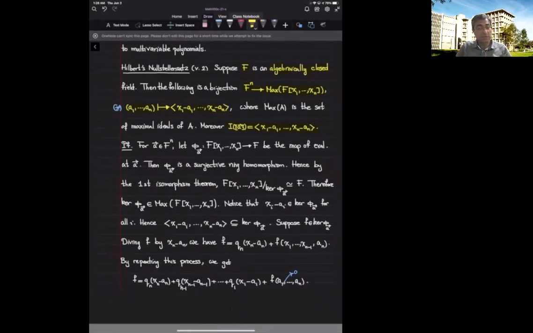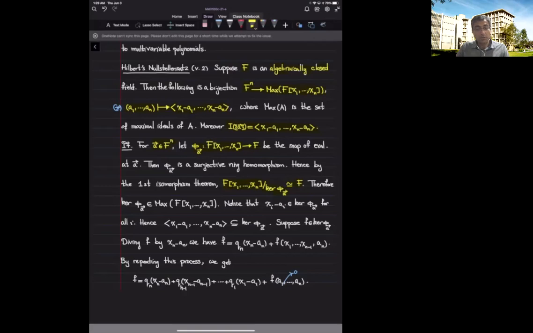Similar to the single variable case, we start with the evaluation map. So given A inside F^n, we look at the evaluation map from the ring of polynomials in n variables to F. This is a surjective ring homomorphism, because the constant polynomials are sent to themselves. This is F-linear as well. So if I use the first isomorphism theorem, we deduce that the ring of polynomials modulo the kernel of this ring homomorphism is isomorphic to its image, which is the codomain F. So this quotient is a field.